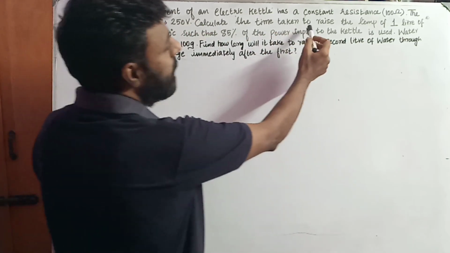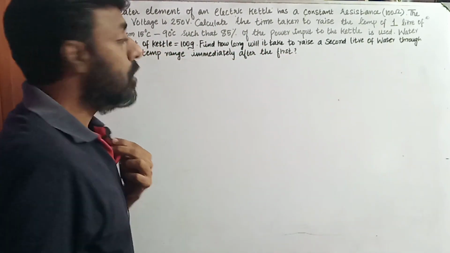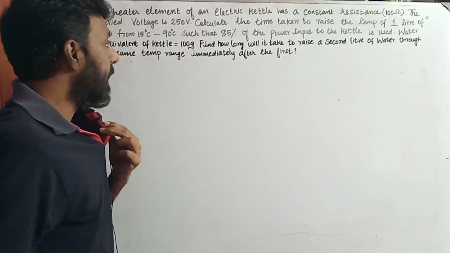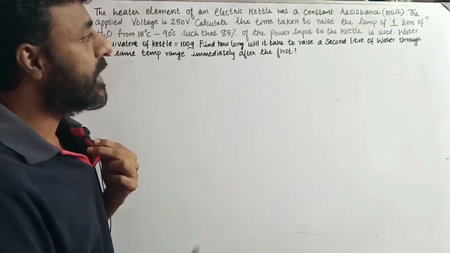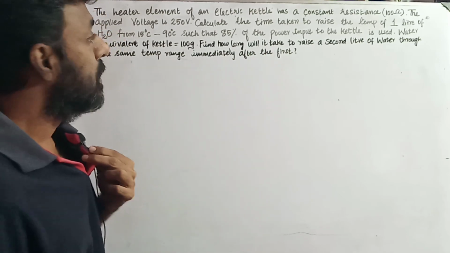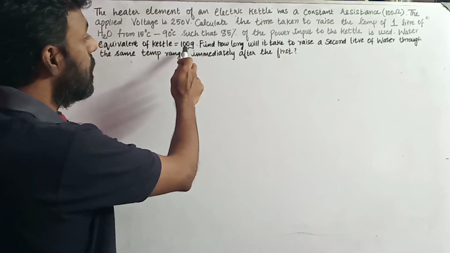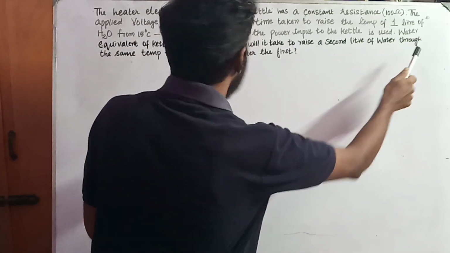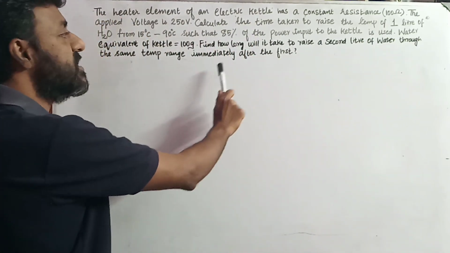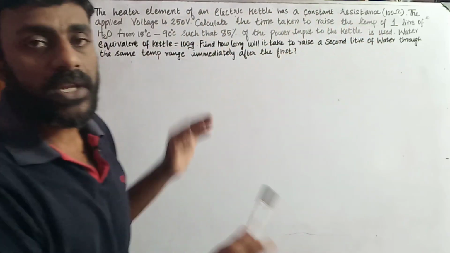Calculate the time taken to raise the temperature of 1 liter of water from 15 degrees Celsius to 90 degrees Celsius such that 85% of the power input to the kettle is used. And the water equivalent of the kettle is given as 100 grams. Find how long it will take to raise a second liter of water through the same temperature range immediately after the first. So these are the parameters given in the question.